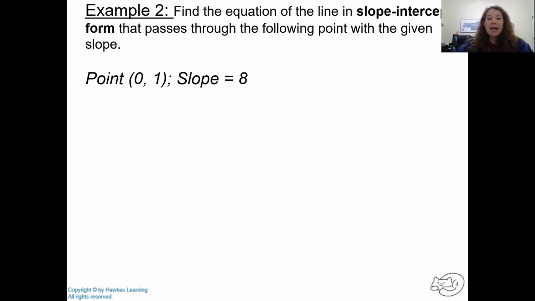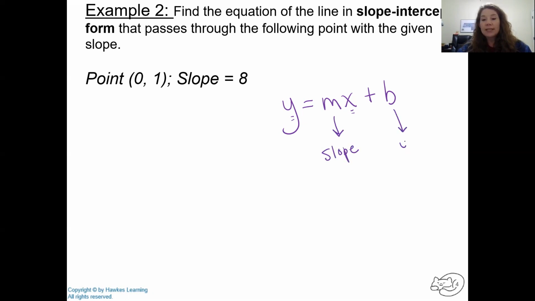So now when we talked about the slope intercept formula, I told you the slope intercept formula was y equals mx plus b. So we always are going to have 2 variables in the slope intercept formula, y and x. The m always represents the slope of the line, and the letter b always represents the y-intercept.